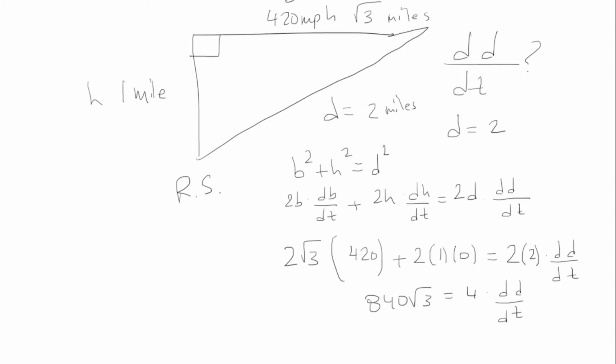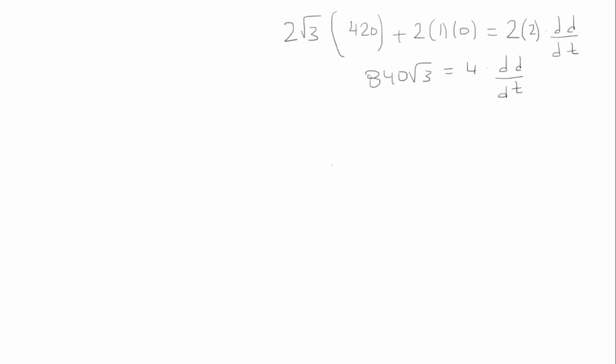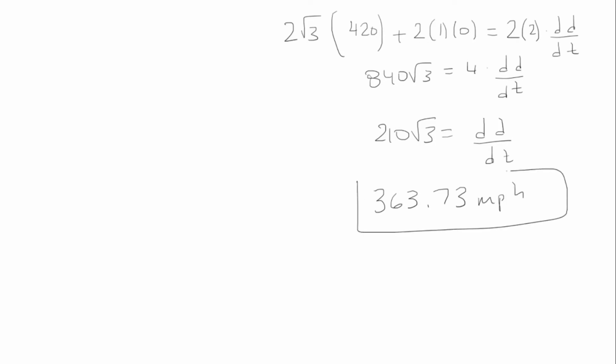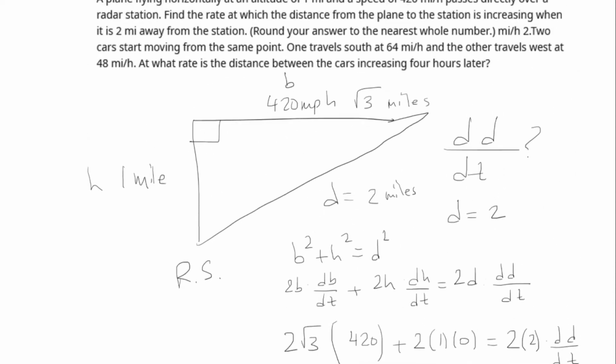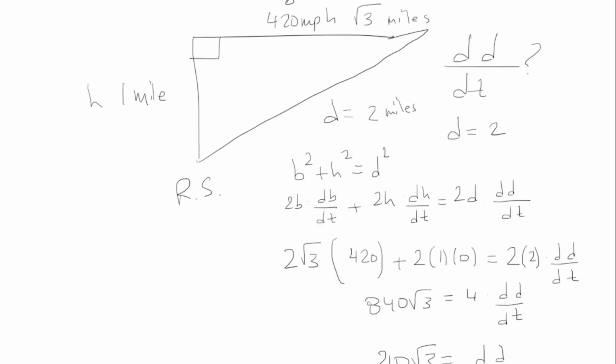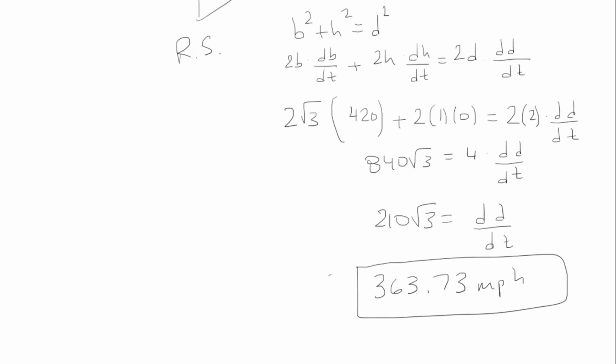So we just need to do a little simplifying. So let's see, 840 divided by 4 is 210. Root 3 is the derivative of d with respect to t. And let's see if we round this. So that's 363.73. Okay, so that's miles per hour, because it's a derivative, it's a rate. But our answer wanted to the nearest whole number, so actually we should change this to 364. So 364 really should be the answer.